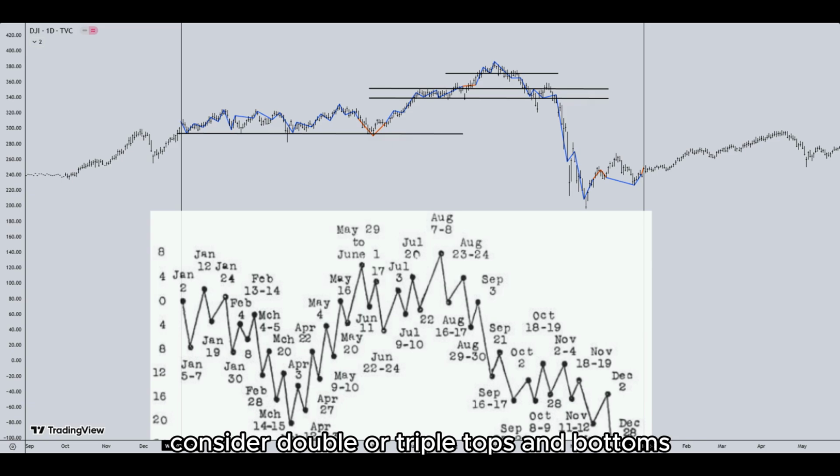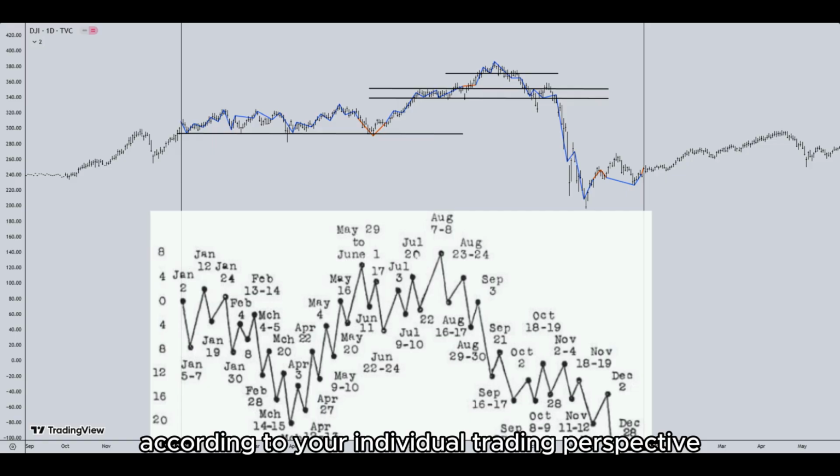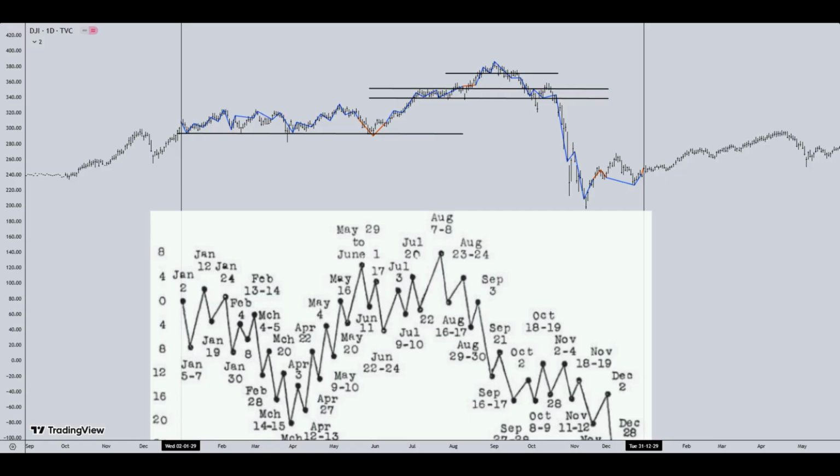Consider double or triple tops and bottoms, or for entries during trend continuations, such as pullbacks, particularly once a trend shift is confirmed according to your individual trading perspective and methodology.